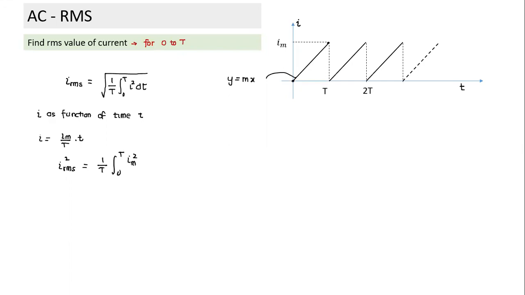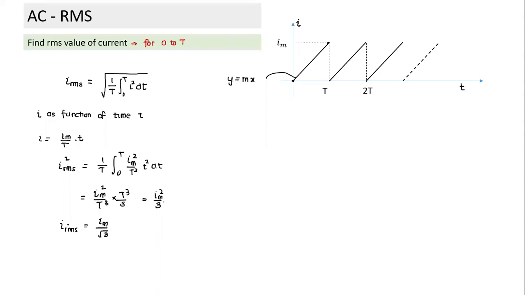Im square t square dt, and that becomes Im square t cube into t cube by 3, which is equal to Im square by 3. Or what is IRMS equal to? IRMS is Im by root 3.